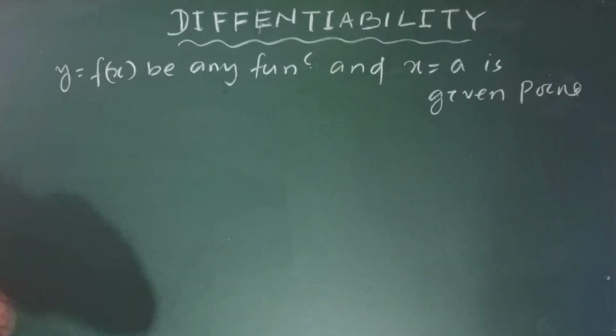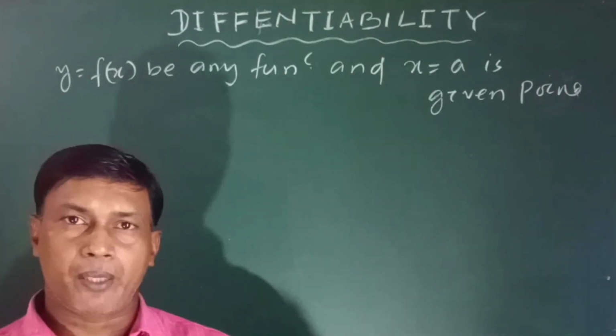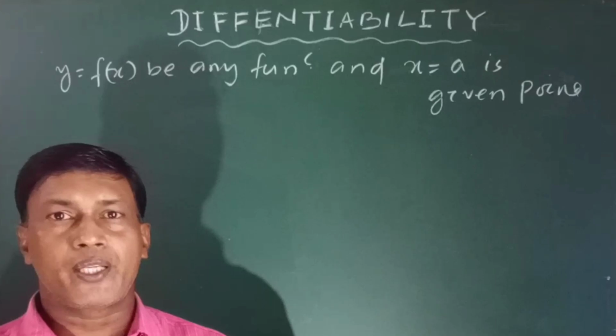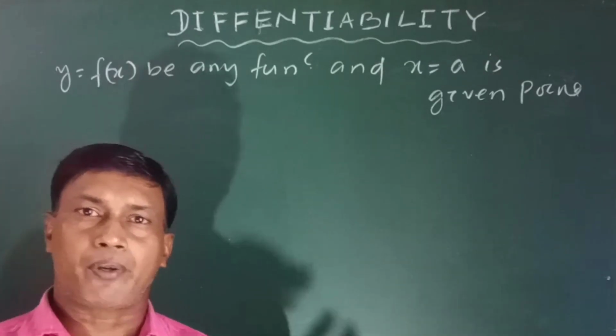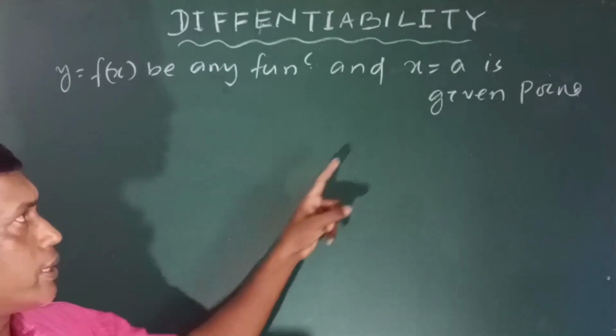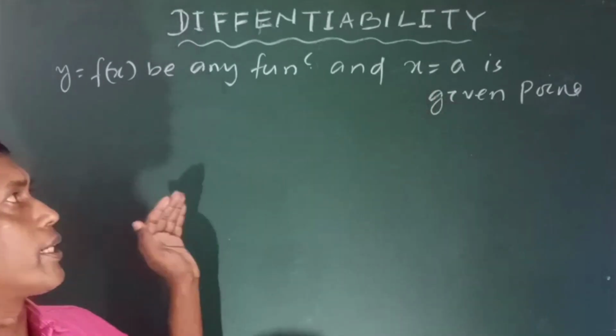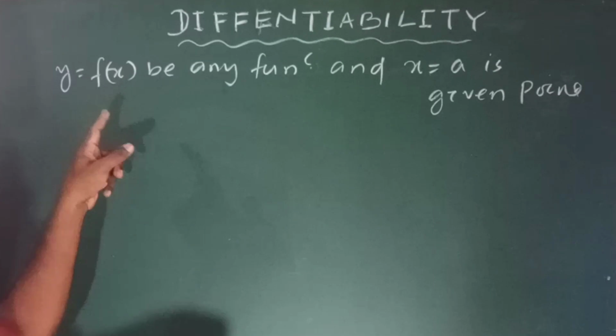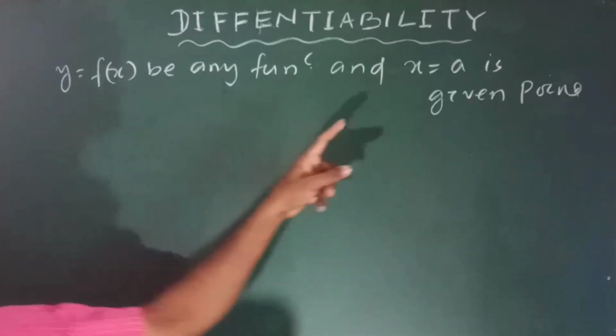Now differentiability means that if the derivative of a function exists, then we can say that the function is differentiable. So, if the derivative of this function exists at x is equal to a, then we can say that this function is differentiable at x is equal to a.